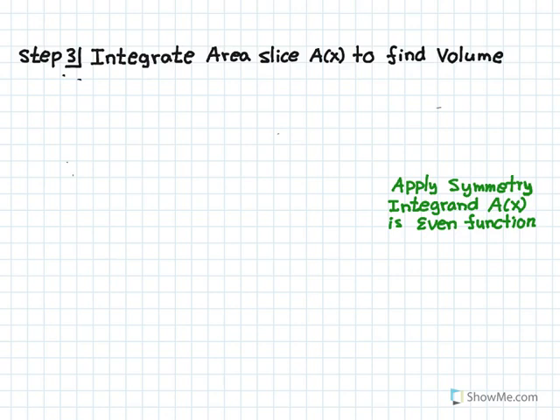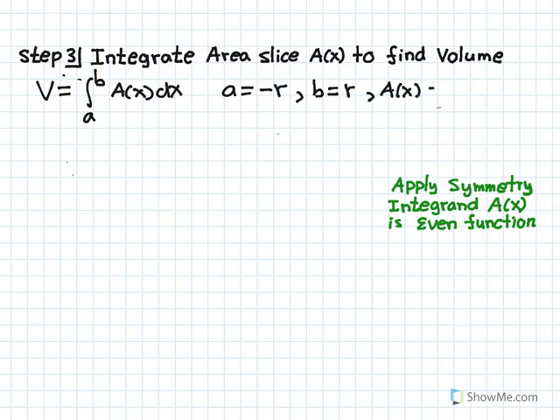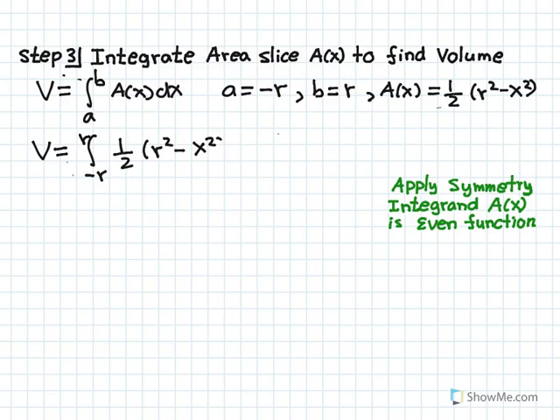So what we have is we want to integrate the area slice A of x to find a volume. Volume is equal to the integral from a to b of A of x dx. The lower limit of integration, a, is equal to minus r. The upper x limit, b, is equal to r. The cross-sectional slice, A of x, is equal to 1/2 times r squared minus x squared. So the volume is equal to the integral from minus r to r of 1/2 times r squared minus x squared, integrated with respect to x.